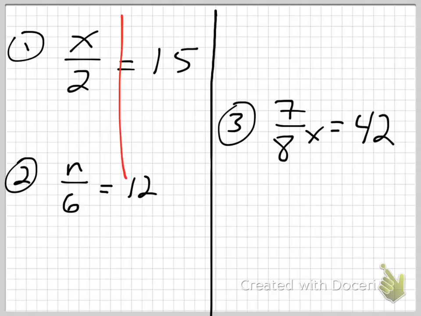Not alone. Who's with him? The 2. What's the 2 doing to him? Dividing him. What's the opposite of divide by 2? Multiply by 2, multiply by 2. They're gone. X equals, what's 15 times 2?